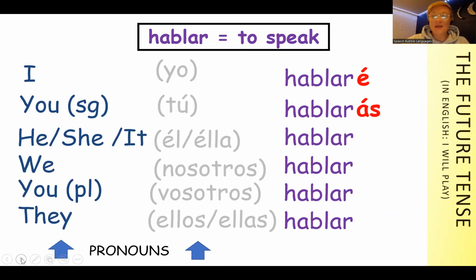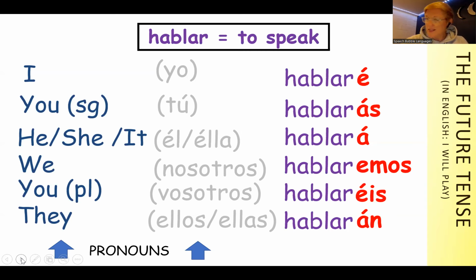Hablarás. An accent appearing again. Hablarás. He, she, or it will speak. Hablará. Accents all the way down so far. Hablaré, hablarás, hablará. We're dropping them for the next ones though. Hablaremos. We will speak. You all will speak. Hablaréis. And finally, they will speak. Hablarán. So lots of accents all the way down there, with the exception of the we part of the verb.